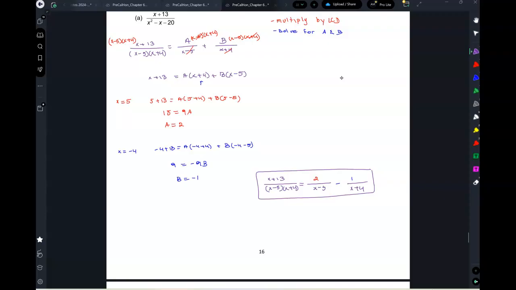So just be careful that you don't mix up a and b. Initially, a went with the x minus 5. So whatever you got for a, which is the 2, goes with the x minus 5. Now, what happens if you had switched them? Like what happens if you had done a over x plus 4, b over x minus 5? Really nothing. Whatever you get for the x minus 5, you give it to the x minus 5.